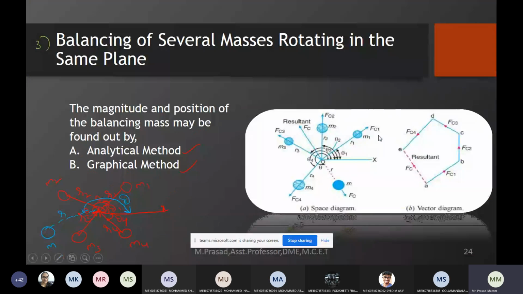I would like to show you this diagram, balancing of several masses rotating in the same plane. The left side diagram you are seeing now is the graphical method. As of now I have solved the analytical method. The graphical method I will solve tomorrow. Okay.